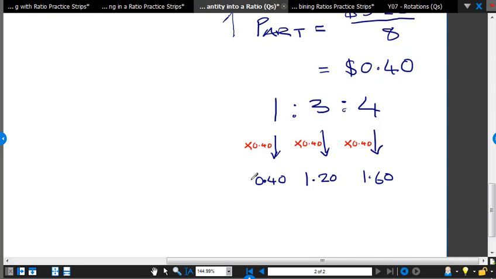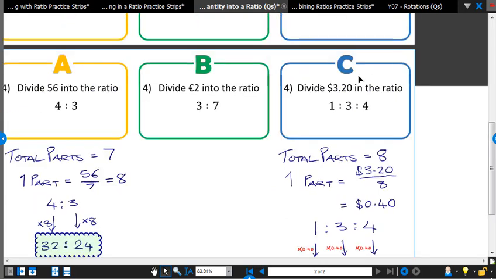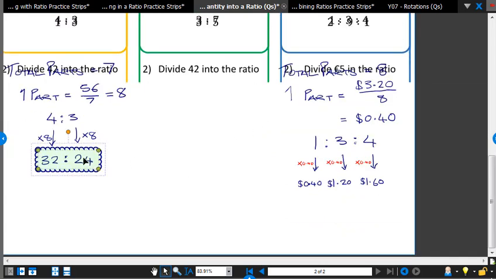So that's it. Dollars. So 40 cents plus 1.20 is $1.60, plus another $1.60 is $3.20, which is what we have up here. So it's perfect. And that's it. So not too bad. Alright, that's your answer. Cool.